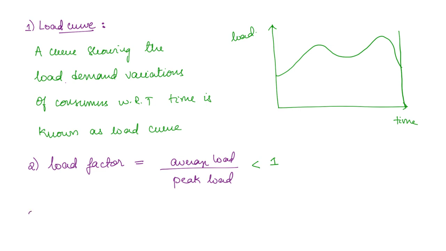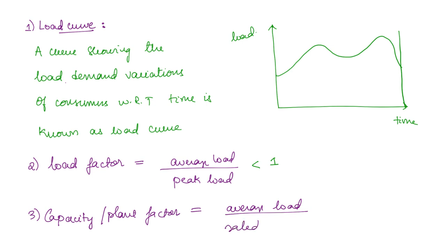Next is the capacity factor, also called the plant factor. This is the ratio of average load to the rated capacity of the plant. That means how much the plant can give, what is its full load capacity. That will give the capacity or the plant factor. So when will the load factor and capacity factor be equal? When the peak load equals the rated capacity of the plant.